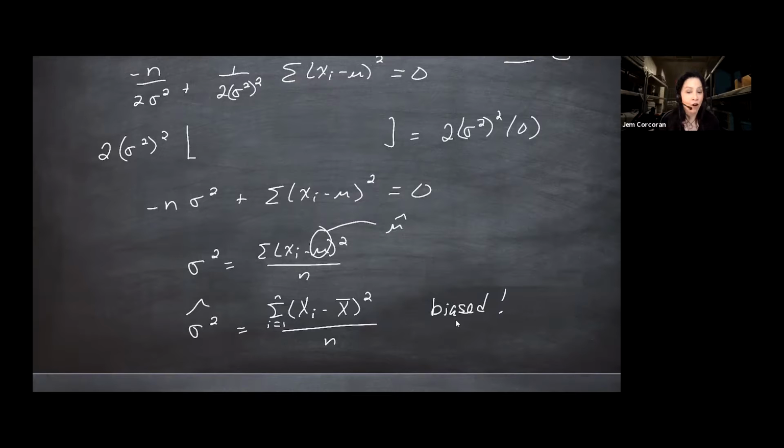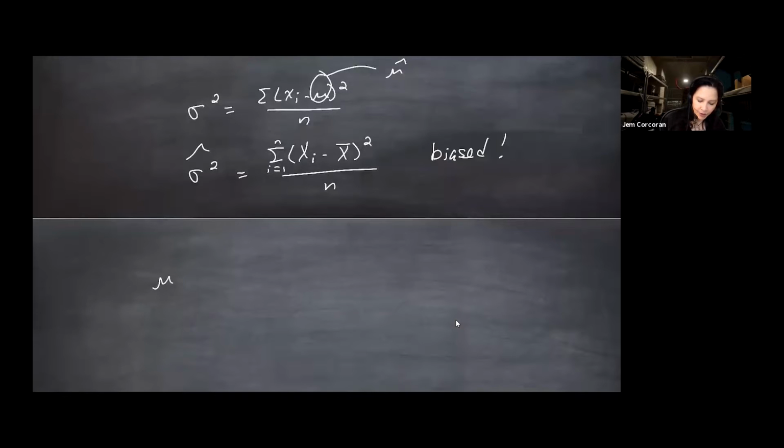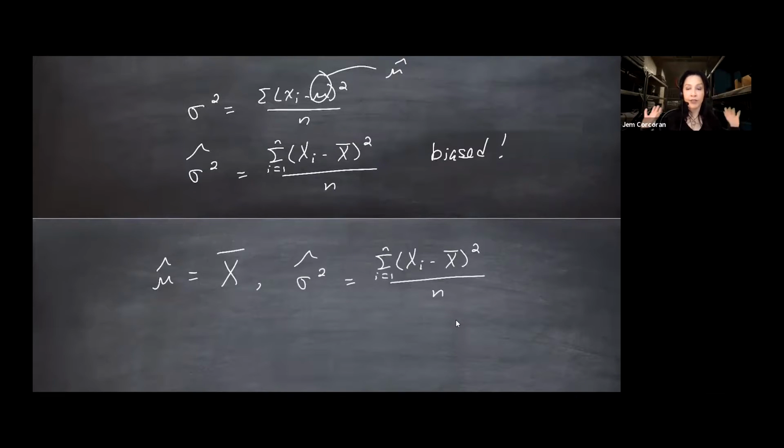For example, they are all guaranteed to be asymptotically unbiased under a minor restriction. Okay, so let me just pull it together. I've got mu hat is x bar, and this calls for cut and paste. And the sigma squared. So we're done with this example. Any questions?